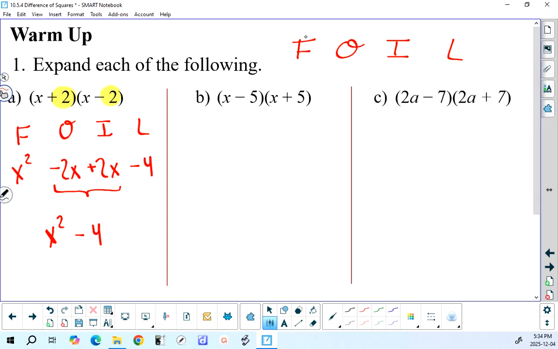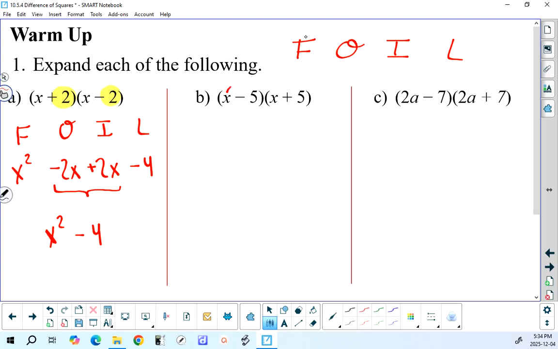So that's the expansion of x plus 2 times x minus 2. Now, some of you don't like to use FOIL, and the more of you that I talk to in the building, the more I realize that many of you prefer this other kind of method. You simply do the following.